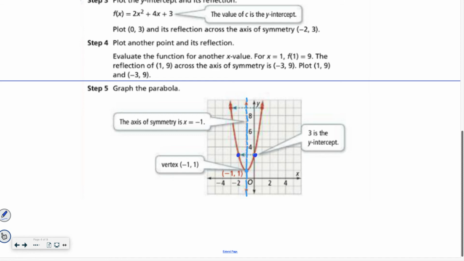And then if I were to plug 1 in, I would get 9 out. And I see that's 2 units from my axis of symmetry. So I'm going to go 2 in the other direction, plot a point, and graph. So you can see that by doing that, I only really had to solve for 3 points, and then I just used the symmetry to find 2 more. So doing 5 points, really not that big of a deal. Okay.